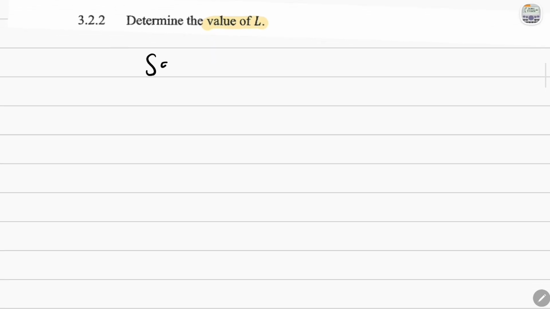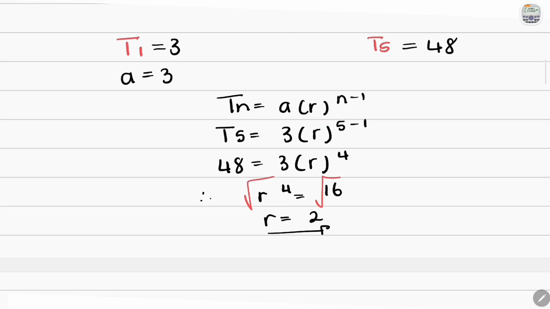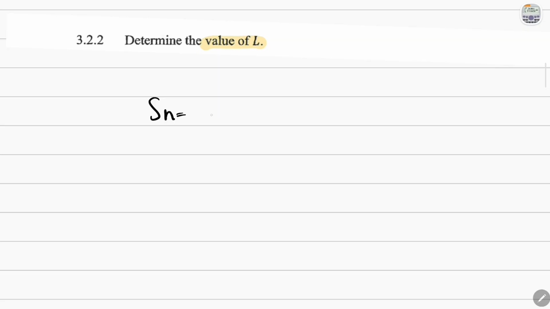So let's find the sum of these 5 circles. So we're trying to find S of 5. Okay, so Sn equals, and the value of R, our ratio, is 2. So I'm going to use this formula, A multiplied by R raised to the power of n minus 1, all over R minus 1.